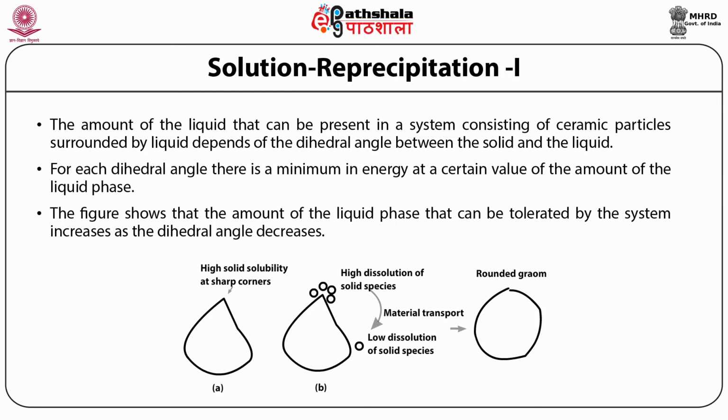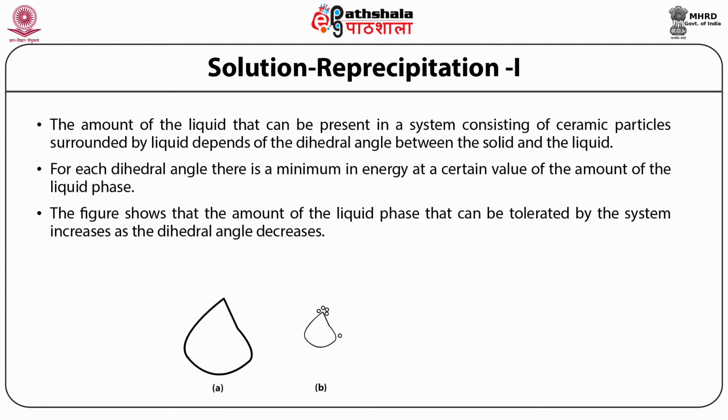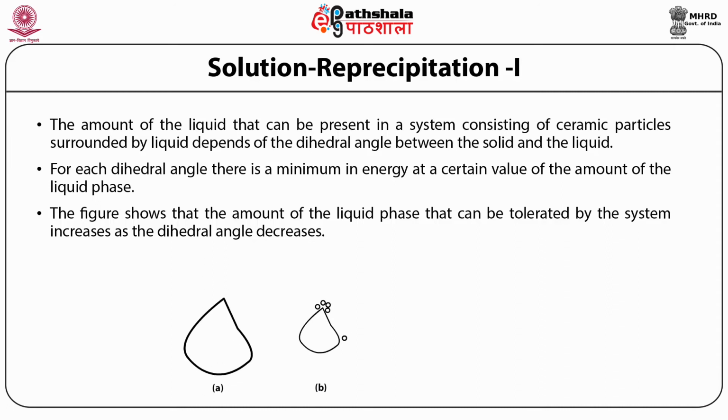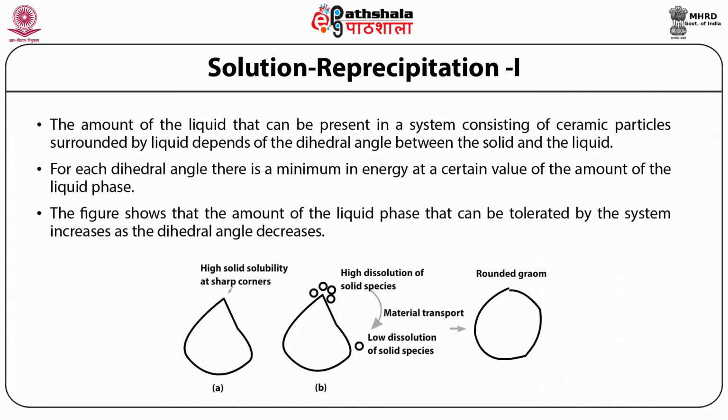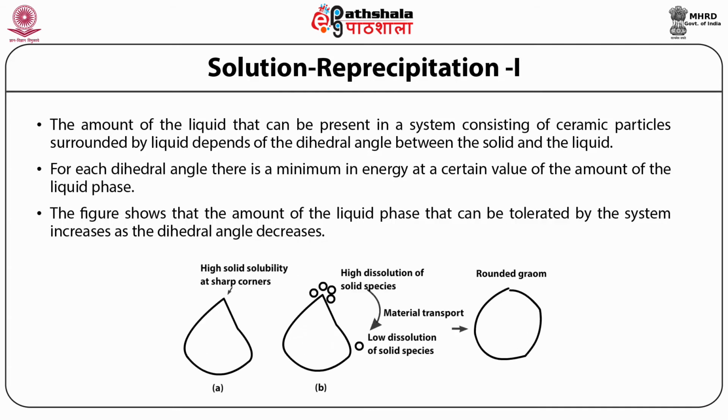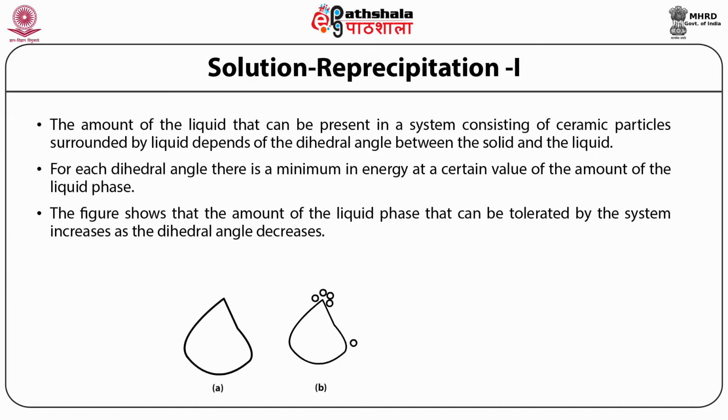The figure shows that the amount of liquid phase that can be tolerated by the system increases as the dihedral angle decreases. It reaches about 30% when the dihedral angle is 0, that is, the liquid wets the solid particles perfectly. It approaches 0 when the dihedral angle is about 40 degrees. So, if a larger than maximum possible liquid phase is forced into the system, then there is swelling and liquid break out.